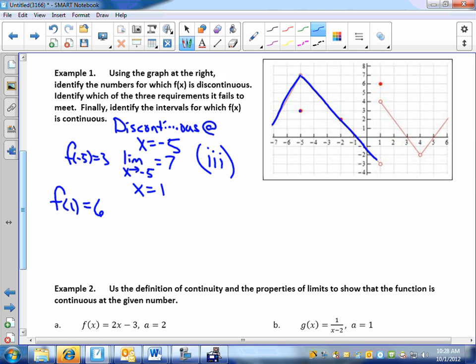Does the limit exist as x approaches 1? Well, why? Right, because the left is not the right. If I approach it from the left, I have negative 3. If I approach it from the right, I have positive 1. Those are not the same. So the limit as x approaches 1 does not exist. Therefore, it fails number 2.